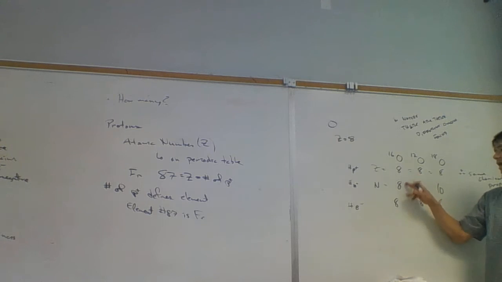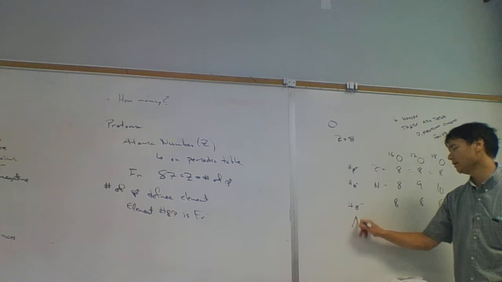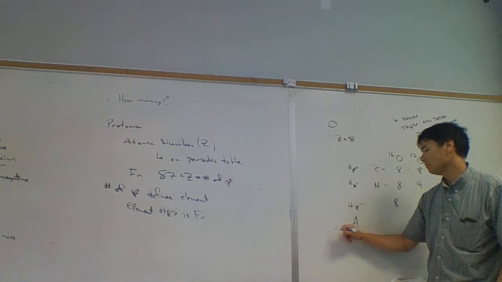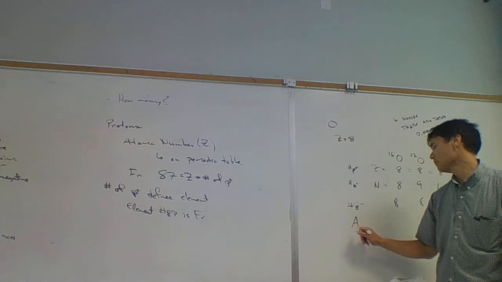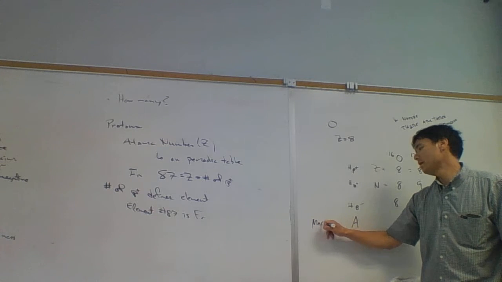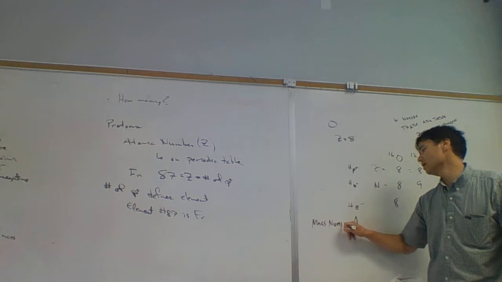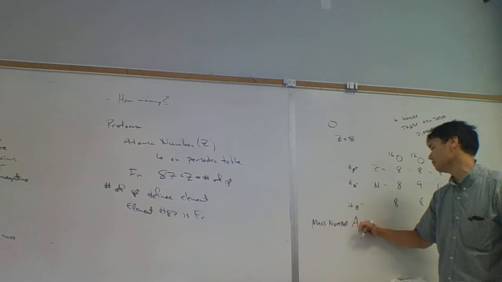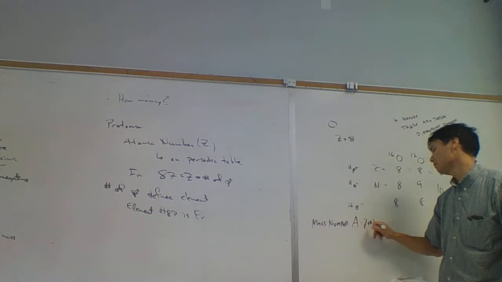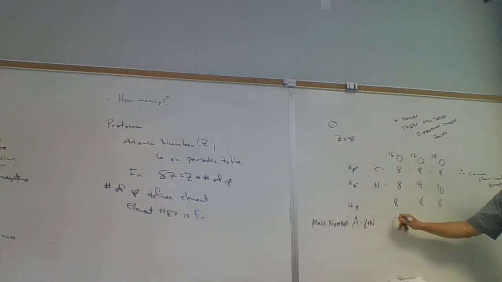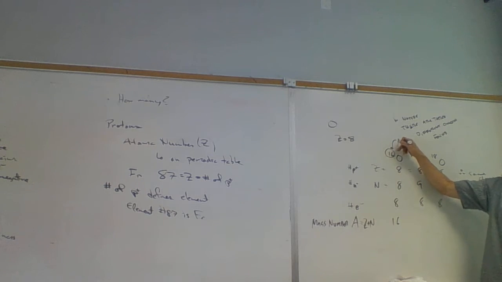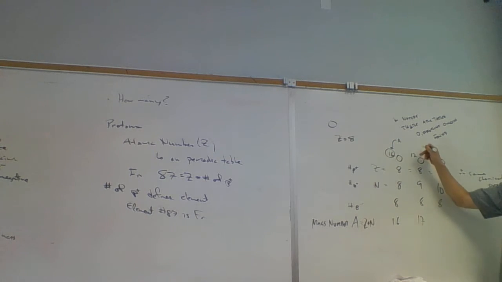And so if we take N plus Z, we get A. Have you ever heard of A? A is called the mass number. The mass number is the number of protons plus the number of neutrons. So A is equal to Z plus N. The mass number of this would be 16. This is A. Mass number for this is 17. The mass number for this one's 18.